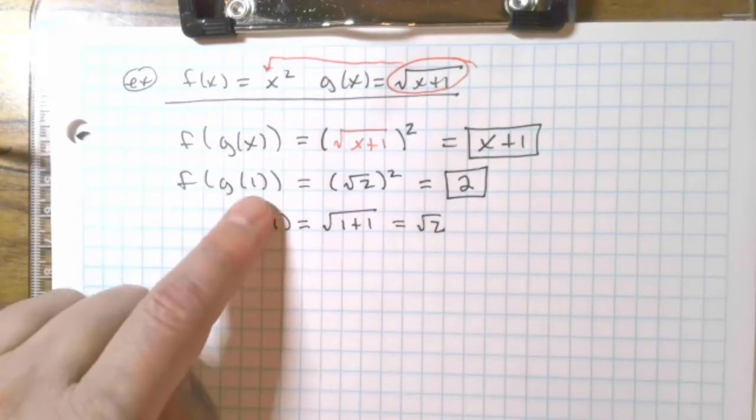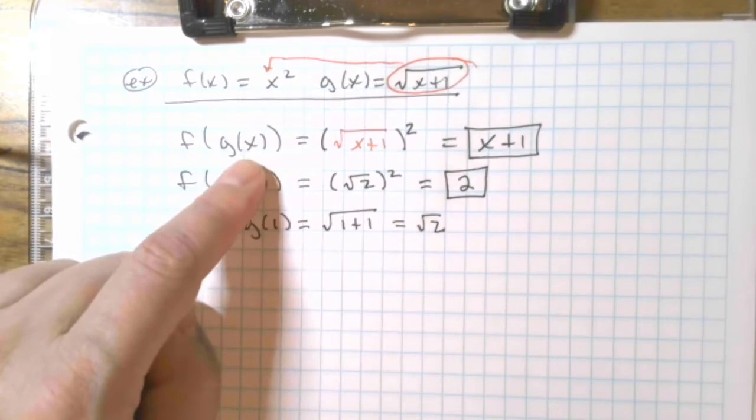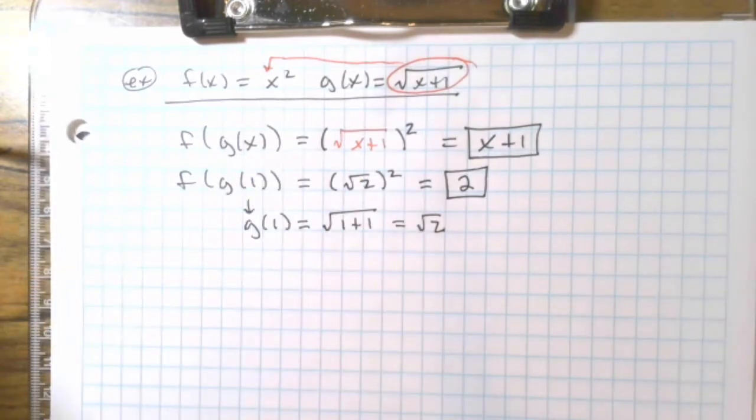When there's a number in the middle, you should have only numbers in your answer. When there's an x in the middle, you should have x's in your answer, unless something gets screwed up or it cancels out. Okay, so that's a basic example.